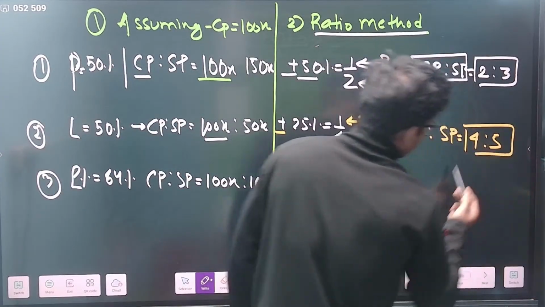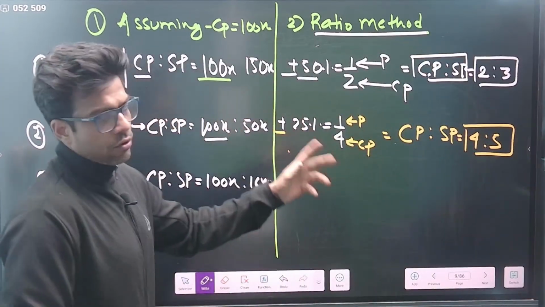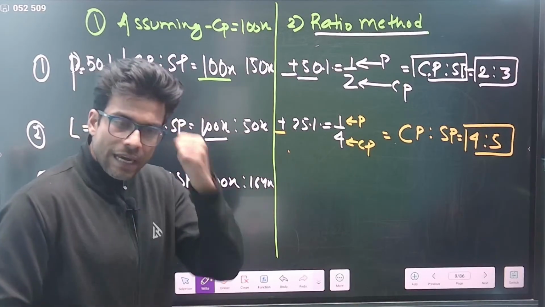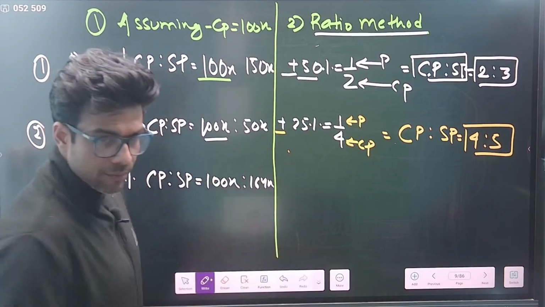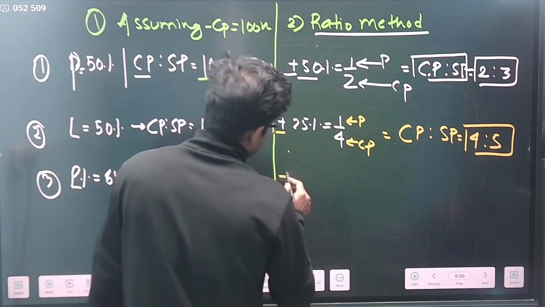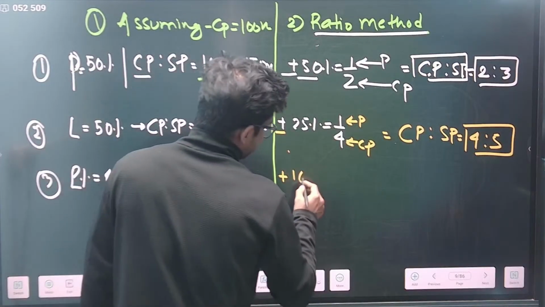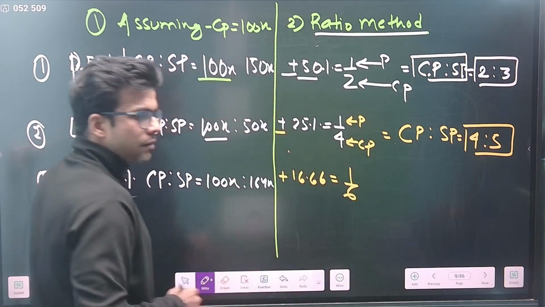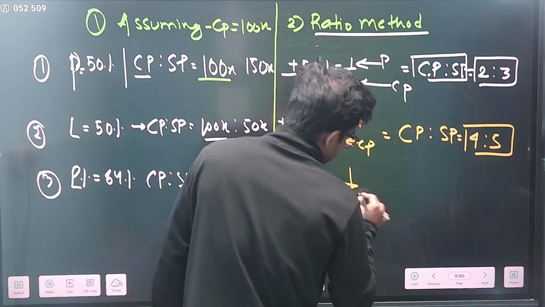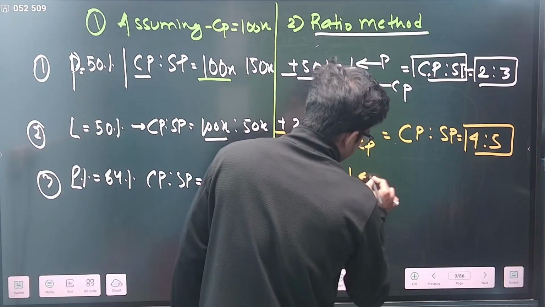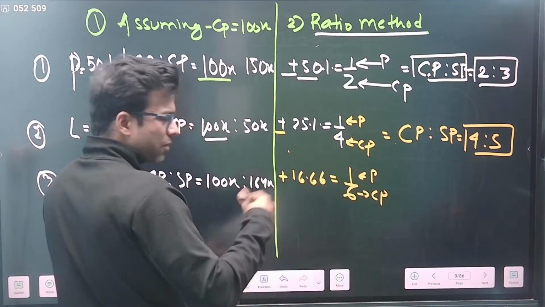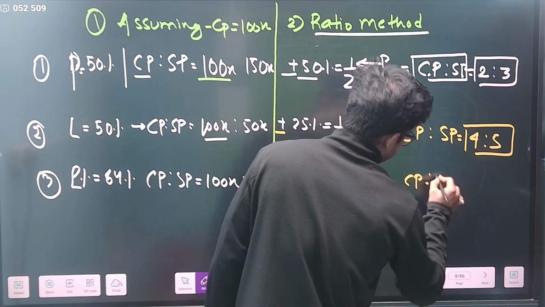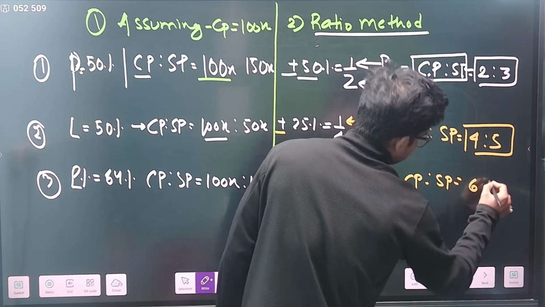So these are the two methods of solving a question of profit and loss. And mind my word, if you apply these two methods, you can solve any problem, correct? Now suppose I say that there is a profit of 16.66%. 16.66% is basically 1/6, correct? Again, this is your cost price, this is your profit. I can also take the negative part, but let me just make you understand. So your ratio of cost price to the selling price would be 6:7.